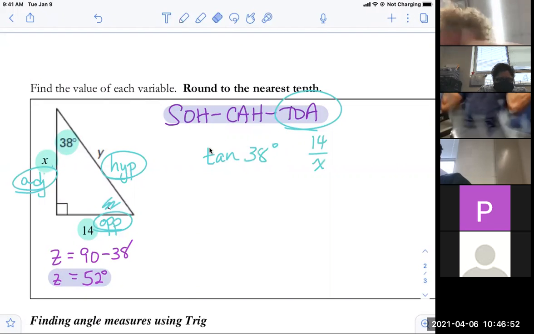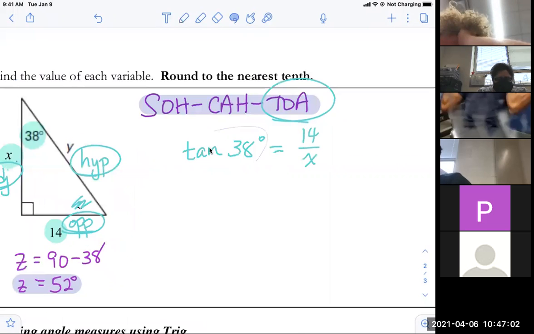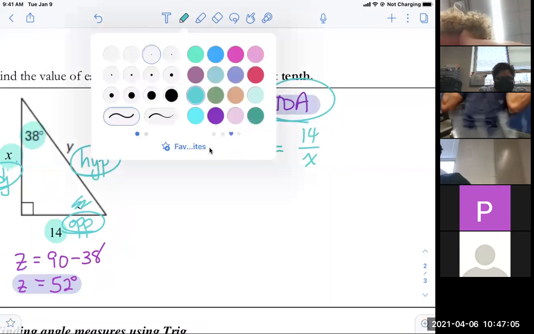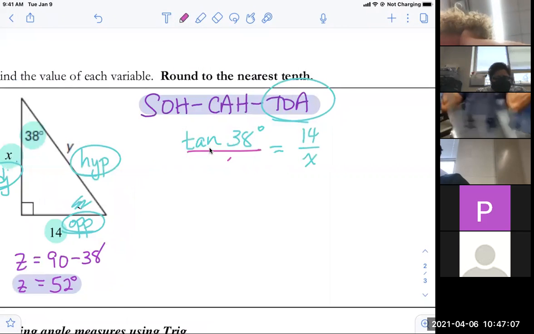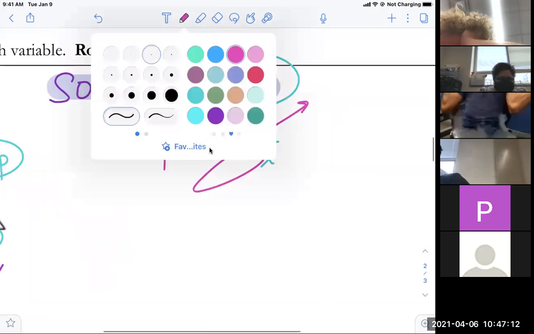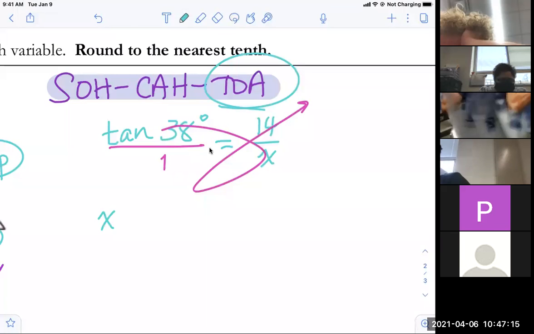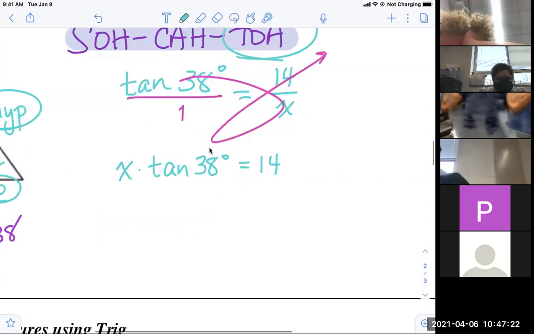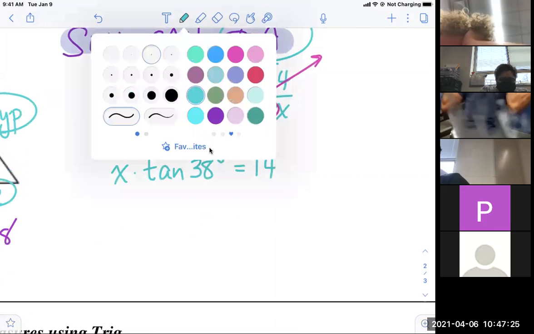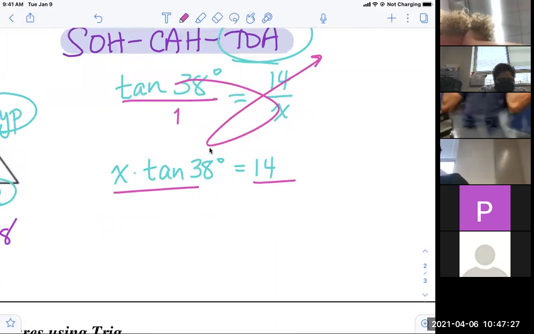Now, this one's a little harder because the variable's in the denominator, but you're still trying to get the equation solved for X. One option that you might feel good about is to put this over 1 and turn it into a proportion. Then when you cross multiply, it'll get rid of the variable in the denominator. That would look like X tangent 38 equals 14. How do you get X alone? Divide both sides by tangent 38. So that's what you're typing in the calculator.